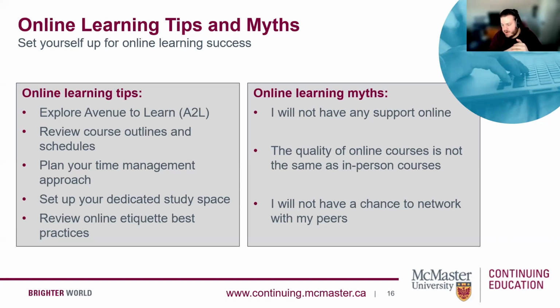Another thing that people worry about is, oh, I'm not going to have a chance to network with my peers. Well, you actually do get the chance to network with your peers, because in every course there's a section in Avenue to Learn that has a list of your peers that you can reach out to individually. Let's say you saw somebody in a discussion making a point that you thought was really interesting. There's nothing stopping you from reaching out to that peer and saying, hey, I'm really interested in learning more about that. Keep in mind that most of our students are working professionals.